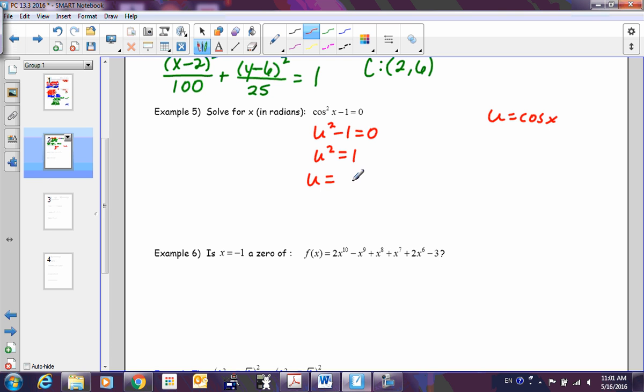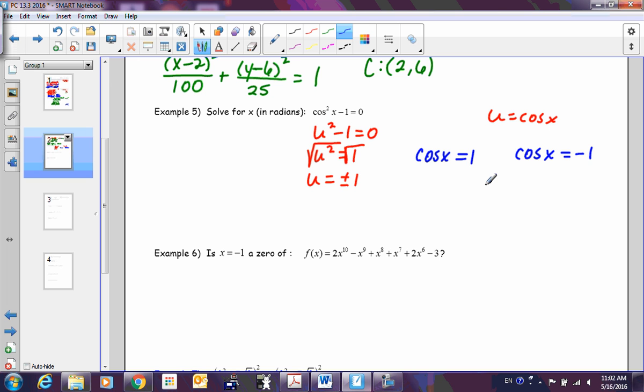If you do add the 1 over, that's what I think most people would do. Remember that when you square root both sides, you get a plus minus. Okay, if you square root both sides. All right, so plus minus 1. So what does this mean for our problem? This means that we have cosine x equaling positive 1, and we have cosine x equaling negative 1.